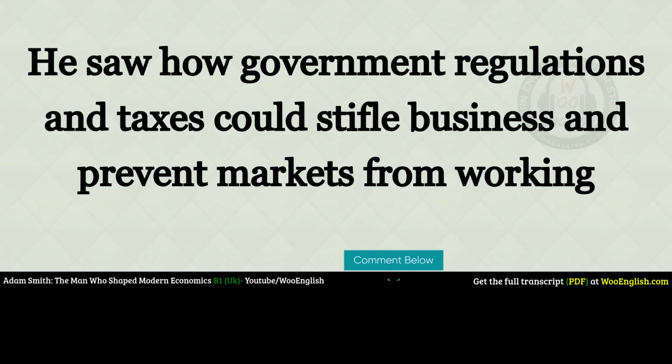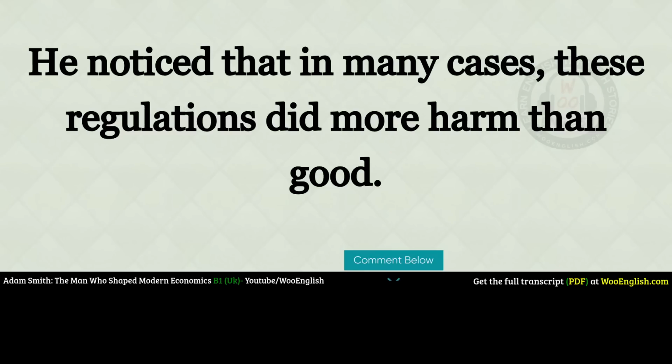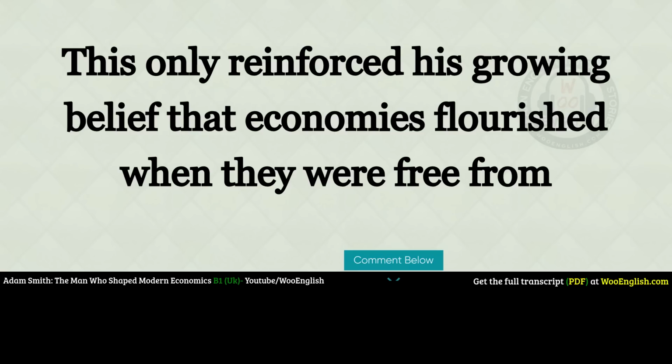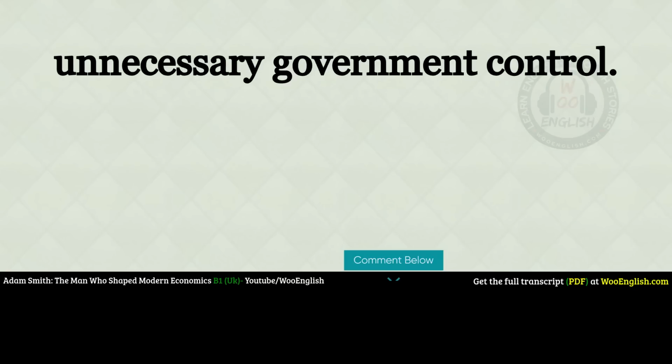He saw how government regulations and taxes could stifle business and prevent markets from working efficiently. He noticed that in many cases, these regulations did more harm than good. This only reinforced his growing belief that economies flourished when they were free from unnecessary government control.